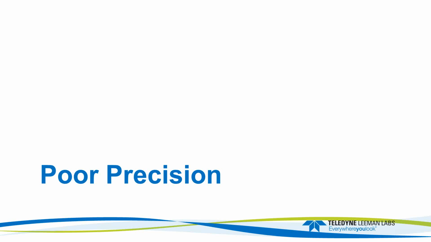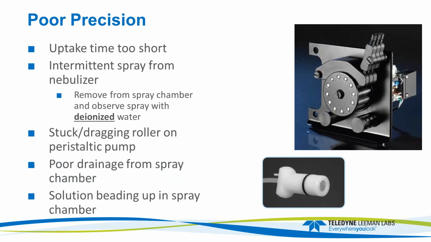Next is poor precision, a sort of common problem. Just not in any particular order, but uptake time's too short. So that first reading is different than a lot of the other readings. With modern systems, if your uptake time is too short, it doesn't necessarily mean that that first reading is going to be low. It can actually be pretty high.